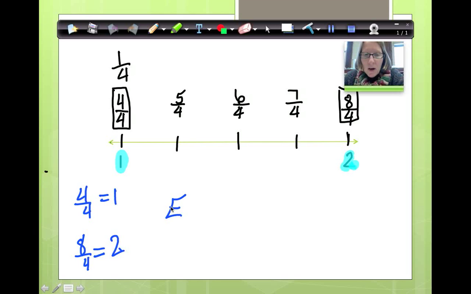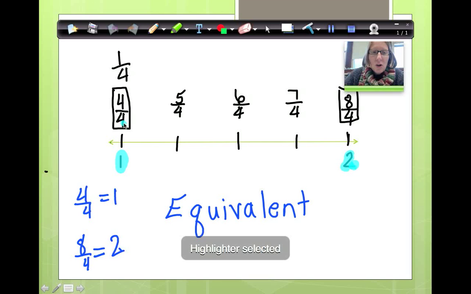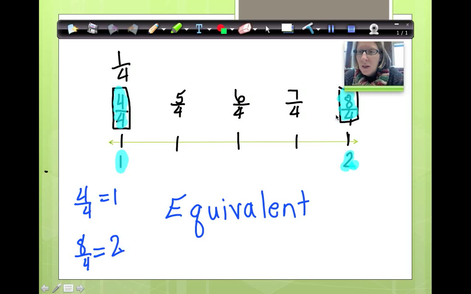We call them equivalent fractions. Write that down. Equivalent fractions. 4 fourths is equivalent to 1. 8 fourths is equivalent to 2. So we are going to draw boxes around our equivalent fractions. Now I'm coloring them in just to really show you that those are special fractions. We call them equivalent fractions. 8 fourths is equivalent to 2. 4 fourths is equivalent to 1. Okay?